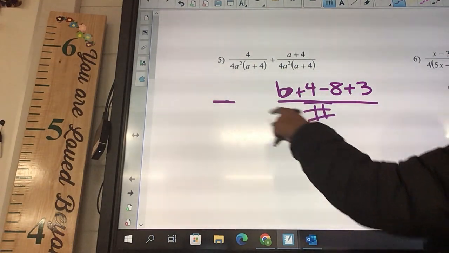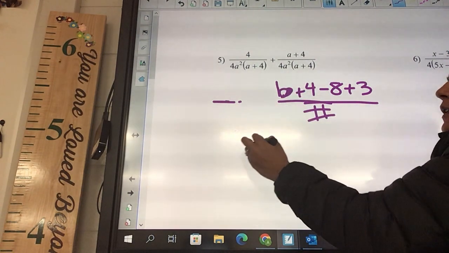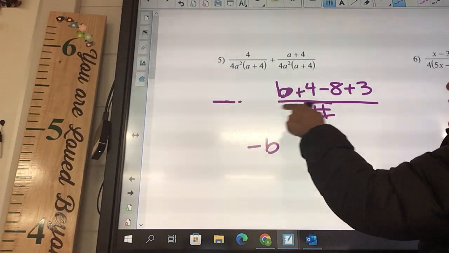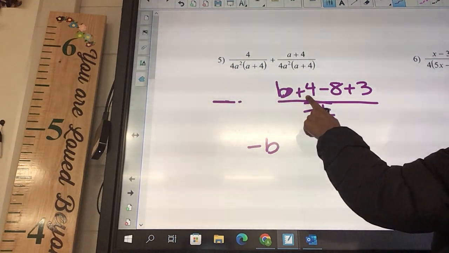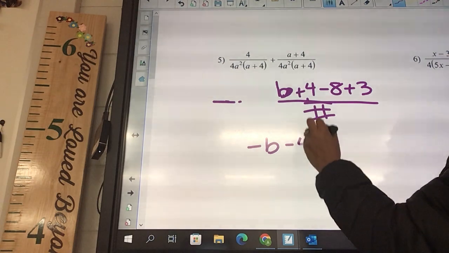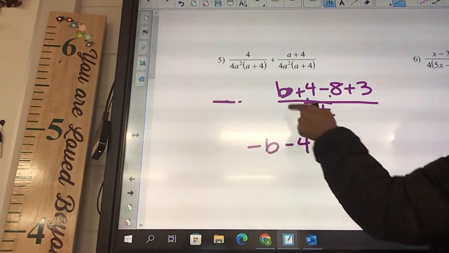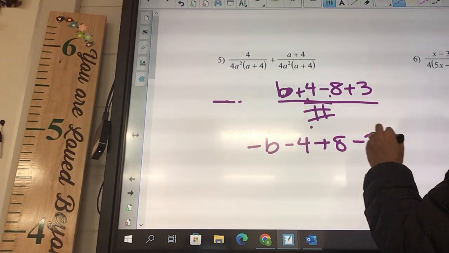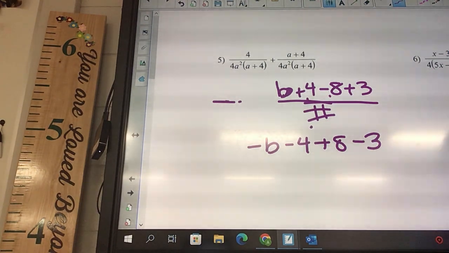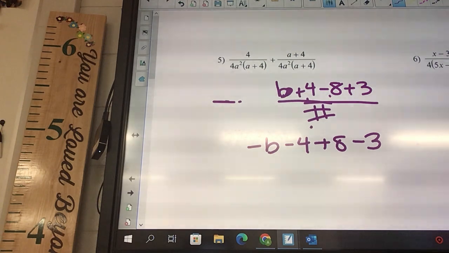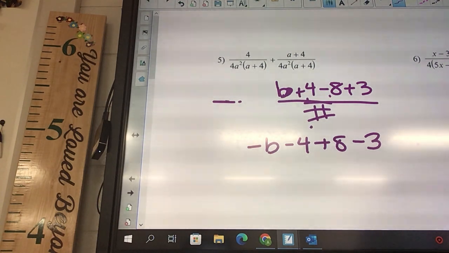When we do the subtraction, the first one is going to be negative, so it's going to be negative b. Everything after that, you're going to change the sign. So this is a plus 4, so our new one is going to be minus 4. This is a minus 8, so it's going to become a plus 8. This is a plus 3, so it's going to become a minus 3. So when you do the subtraction on the second fraction, you're going to flip all the signs.